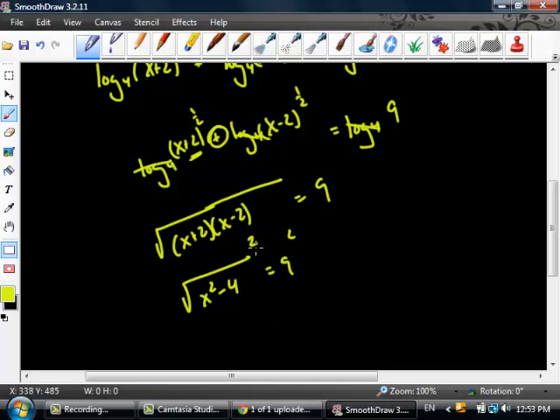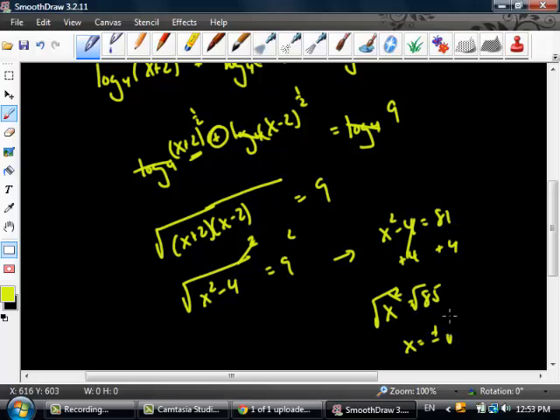I'm going to square both sides. I got x squared minus 4 equals 81. I'm going to add 4 to both sides. I got x squared equals 85. Take the square roots. X equals plus or minus rad 85.